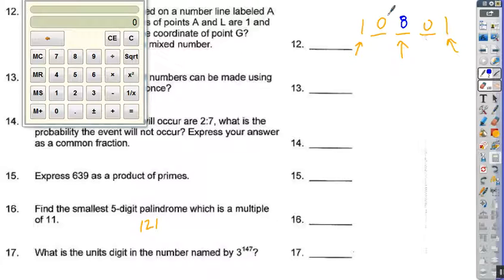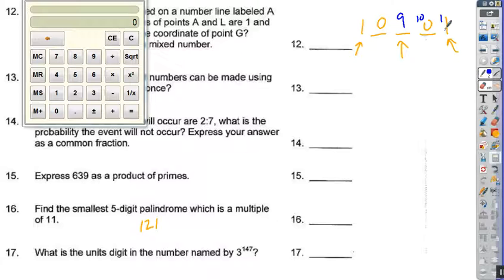So 11 goes into 108 9 times with 9 left over. So it goes into 90 8 times, right? With remainder of 2. No, that's not going to work. 21. How about 9? So 11 goes into this with a remainder of 10. Oh. 99, so a remainder of 1, that's my 11.